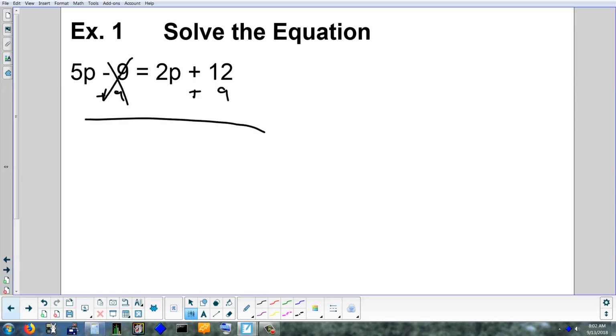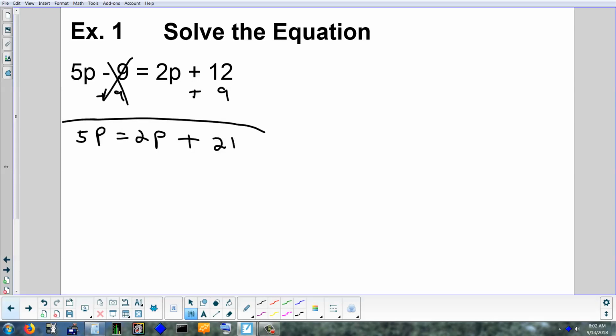And you want to try to move the one of lesser value. When combining positives and negatives, you look at the number that's bigger, ignore the sign, take the sign of that number. For this one, you don't want to do that. Look at the signs. Negative 9, positive 12. Negative 9 is less than 12, move on. And 12 plus 9 is going to give me 21.